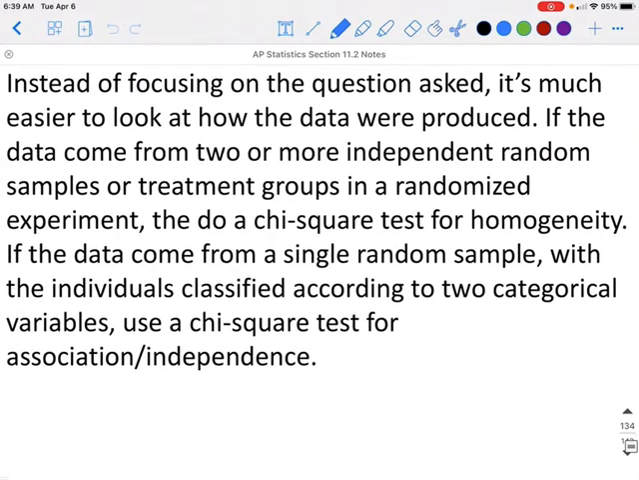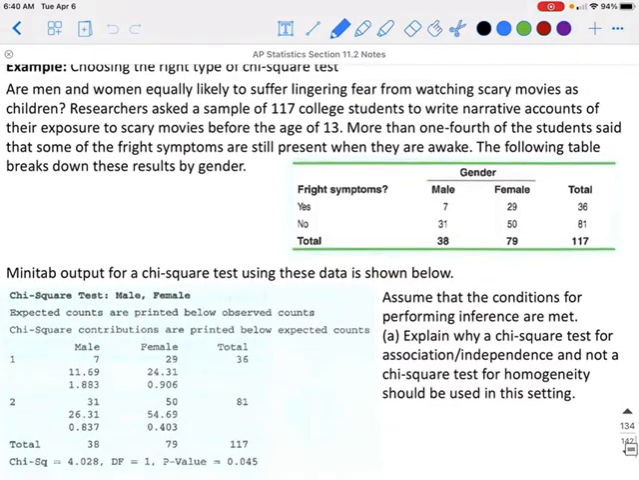Instead of focusing on the question asked, it's much easier to look at how the data were processed. If the data come from two or more independent random samples or treatments in a randomized experiment, then do the chi-square test for homogeneity. If the data come from a single random sample with individuals classified according to two categorical variables, use a chi-square test for association or independence.